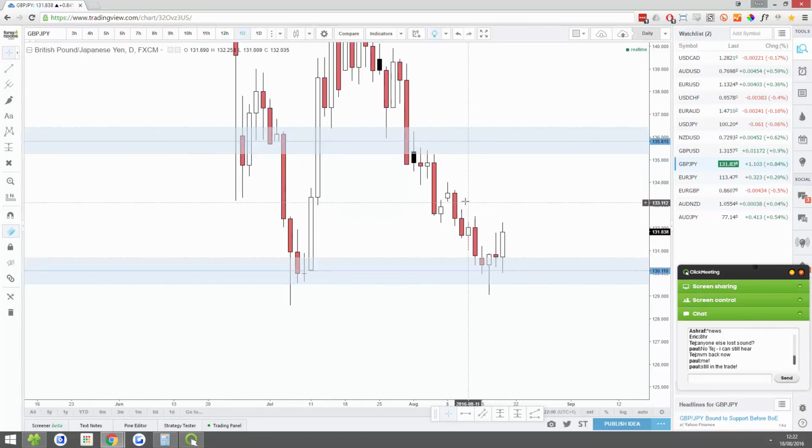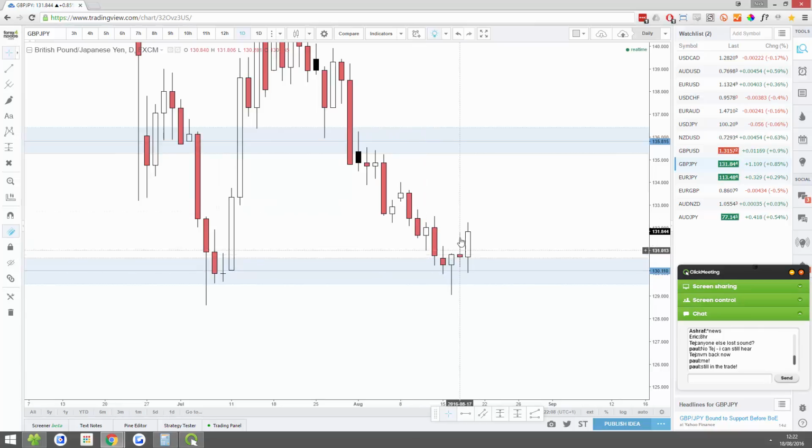It's still looking pretty decent, but the point I'm trying to make with this is that when you take a trade, it's rare that it just goes straight in your direction without stopping. It's not like you enter the trade and then it just goes bam, and you've made 500 pips. That's not how trading works.